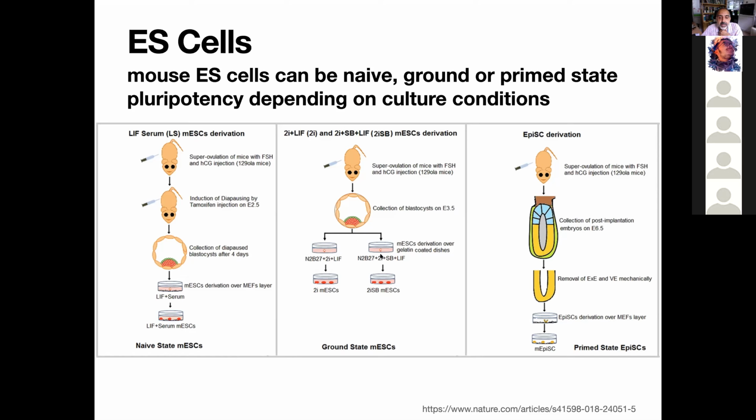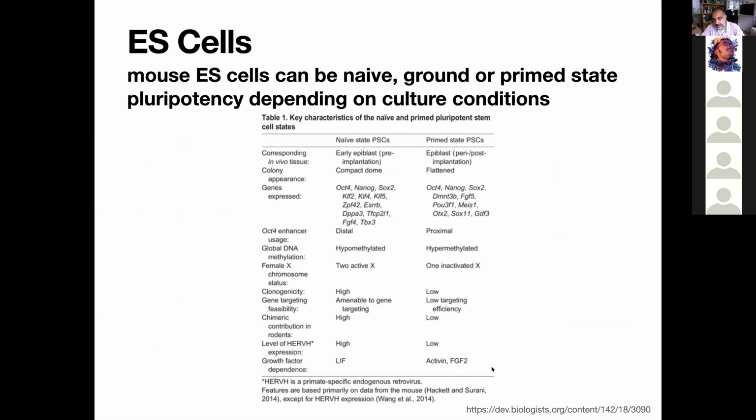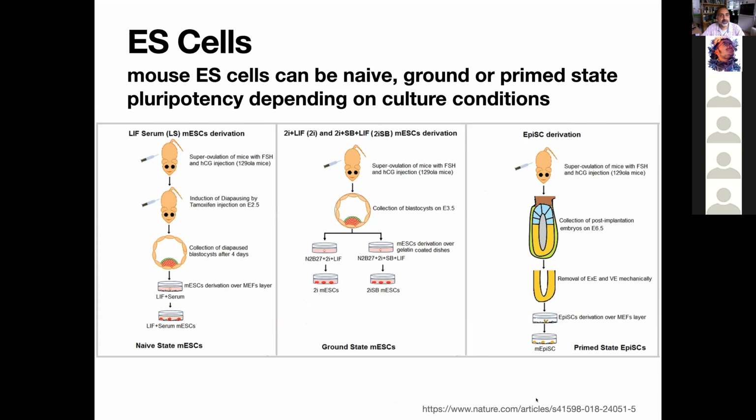And so what you have here is the ability to derive embryonic stem cells from any particular mouse, whether it's undergone diapause or not. This allows you then to induce a type of naive state pluripotency, which is distinct from naive state. It's more induced than naive state, and so they've termed this ground state. Okay, and I'm directing you to this article here if you want to have more information about these 3 different types of pluripotency.